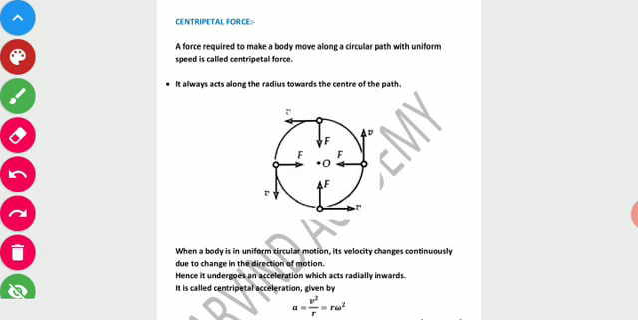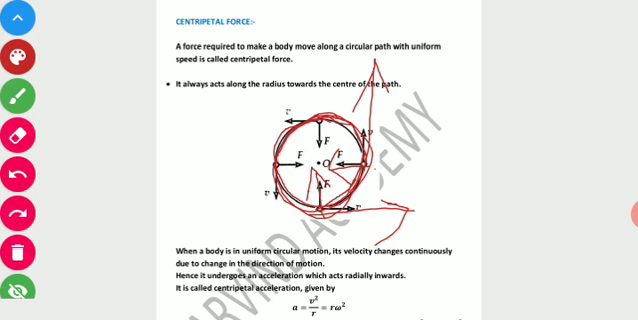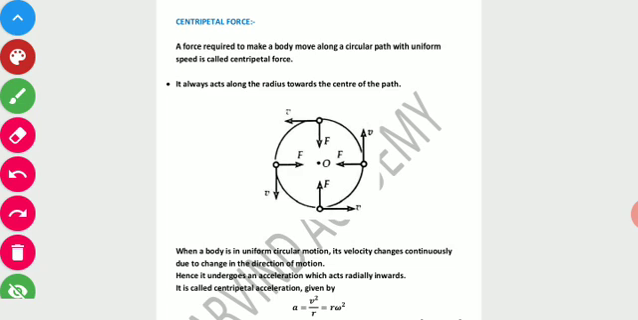As here we can see the body is going in this direction, but the force is acting in this direction, so it turns. And again here we can see the velocity is in this direction but the force is in this direction, so it again turns. So similarly it turns at every point and becomes round. So this is basically the centripetal force.